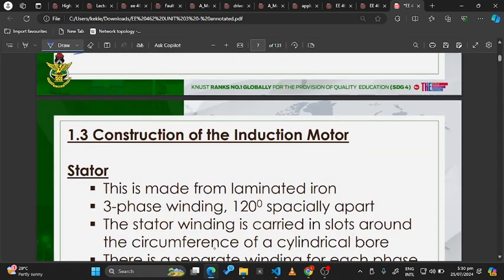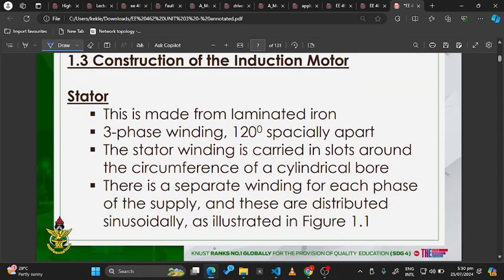Okay, so now let's go on. Construction of induction motors. I said earlier that an induction motor has basically two parts. We have the moving part and the stationary part. The moving part is the rotor, and the stationary part is called the stator. We've all seen motors before, right?